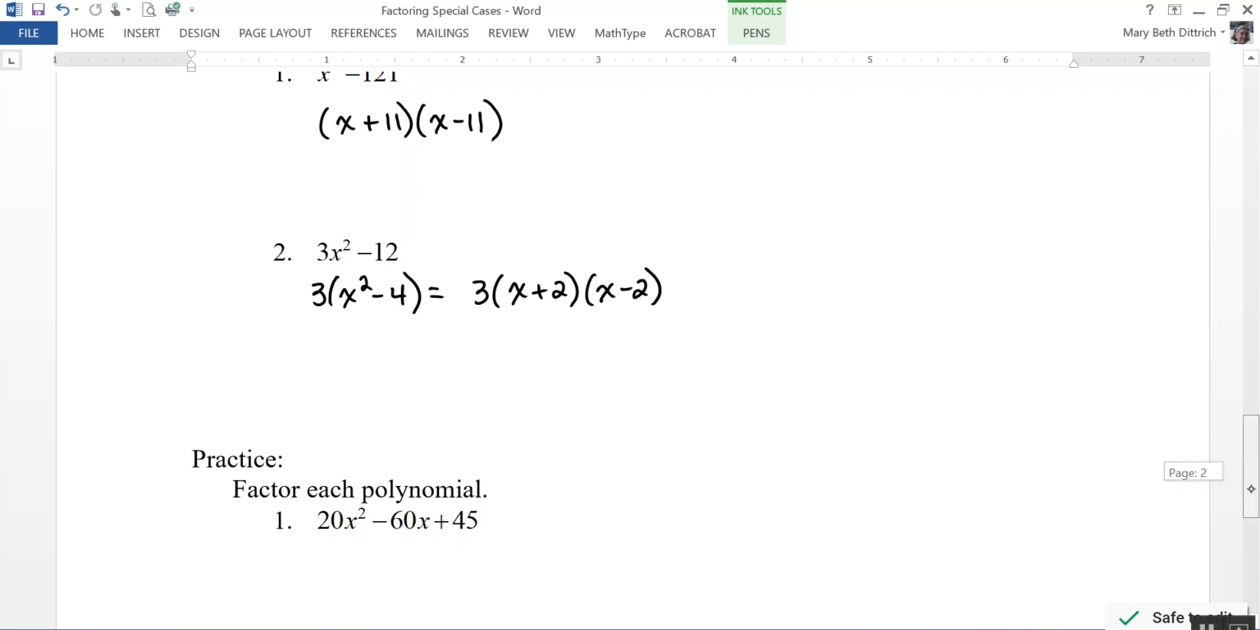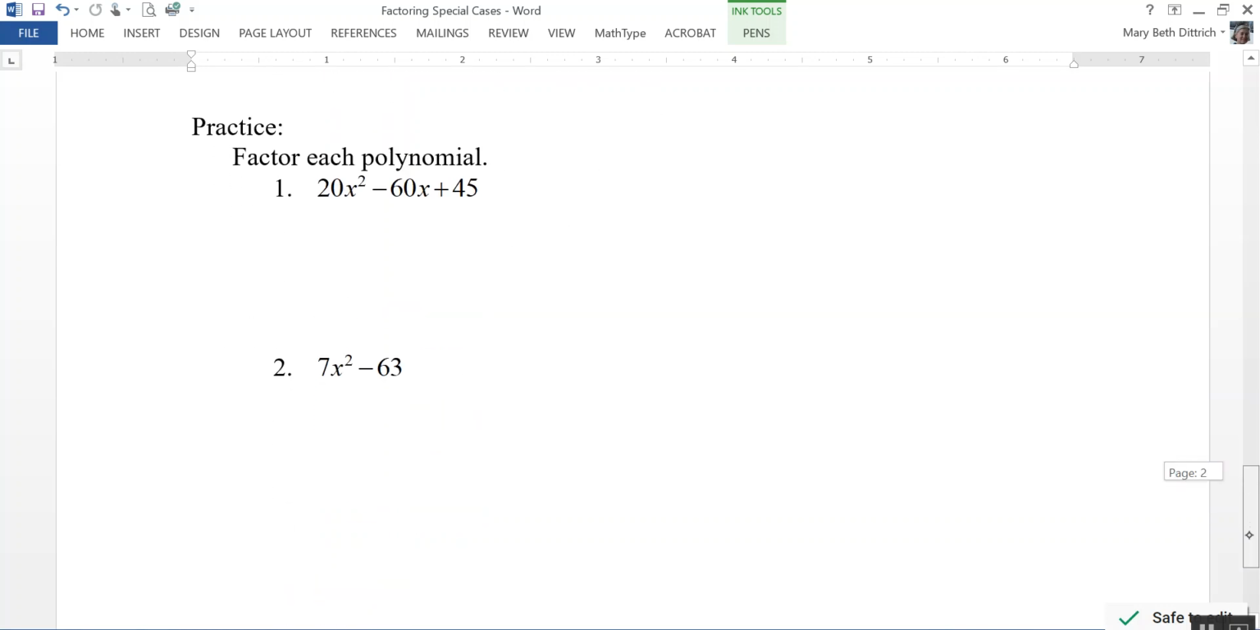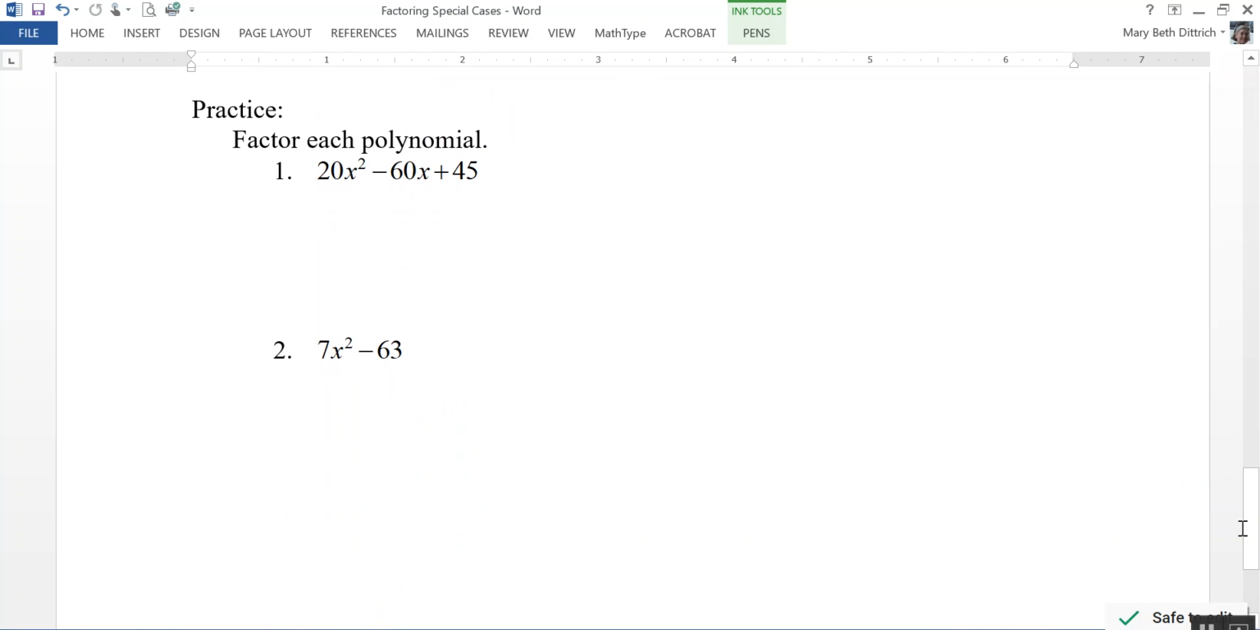So here are a couple practice problems for you to try on your own. If you would stop the video and factor these two polynomials in your math journal.